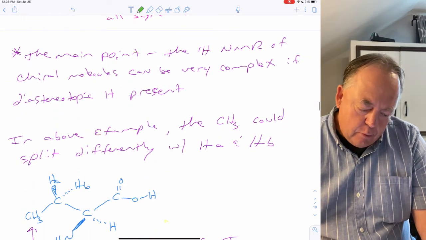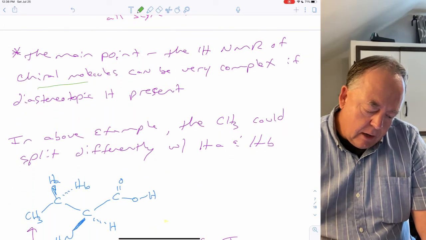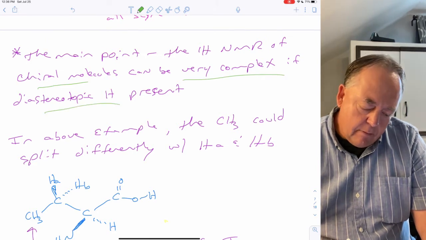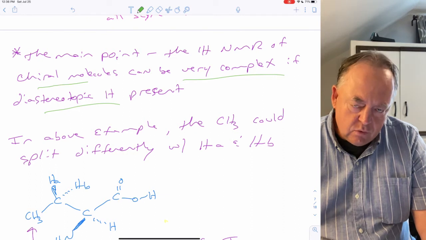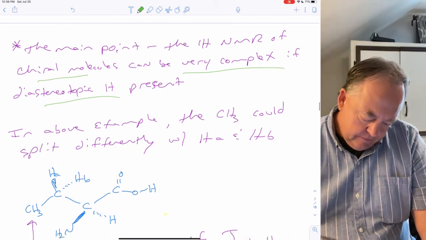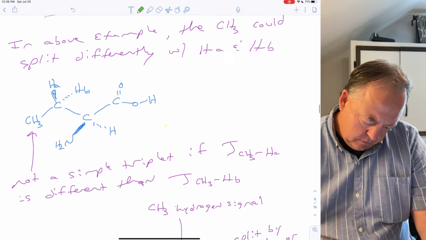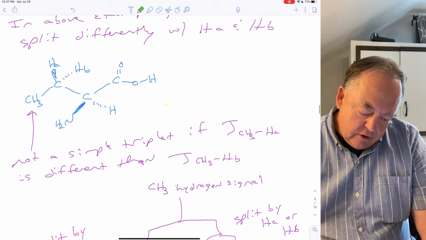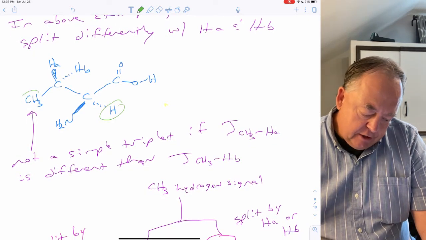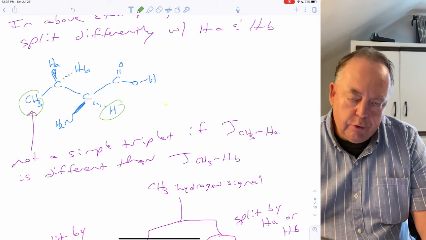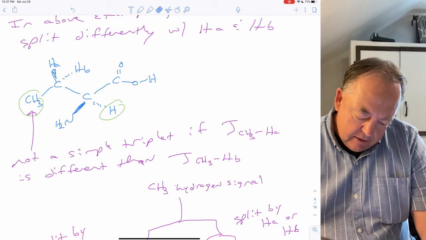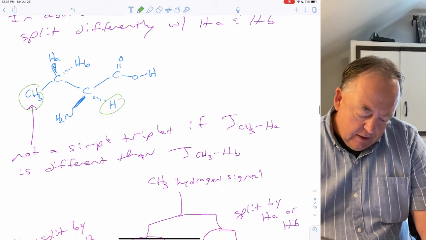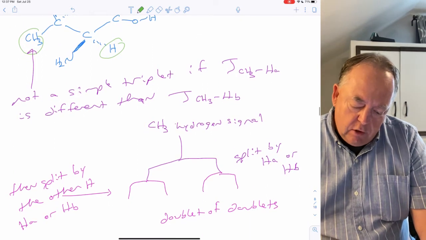Right, so the main point being the proton NMR of chiral molecules can be very complex if diastereotopic hydrogens are present. So usually the N+1 rule is not going to work. So the same would then be true for the CH3 and the CH. So the CH3 has 2 neighbors, HA and HB. So you might think, okay, 2 neighbors, it's going to be a triplet, but it's not. So what would the CH3 look like?